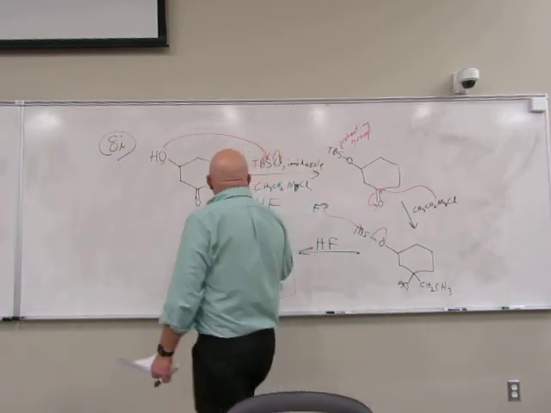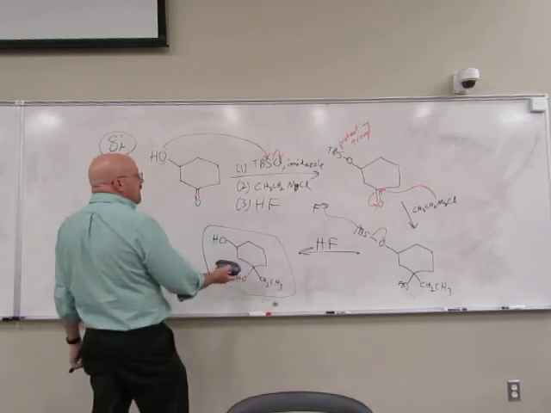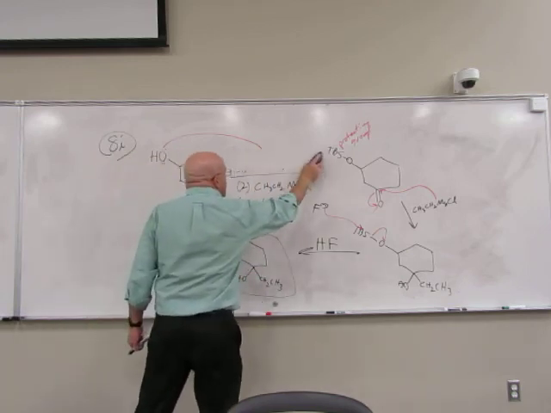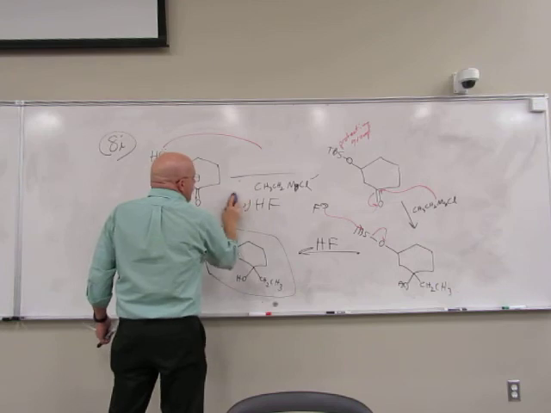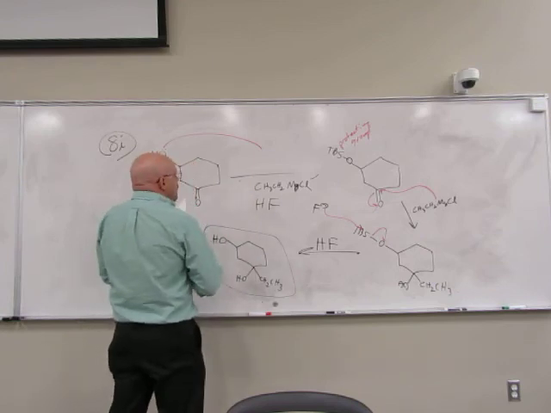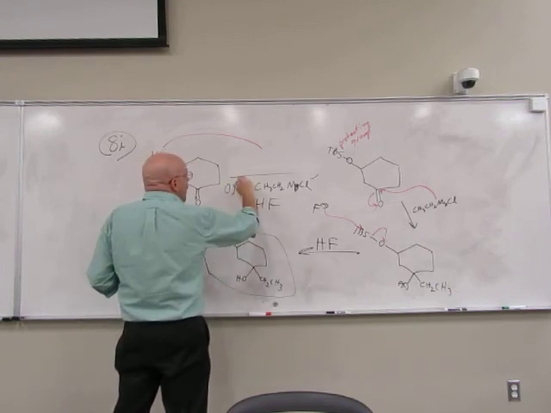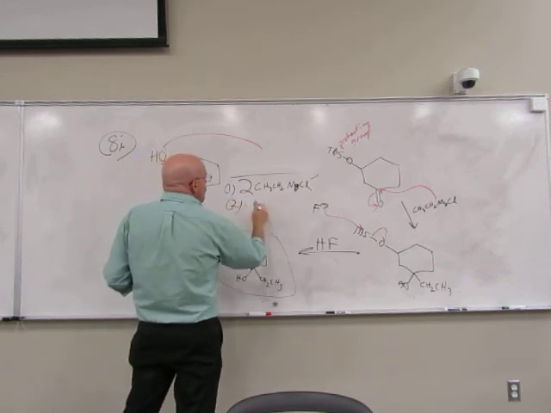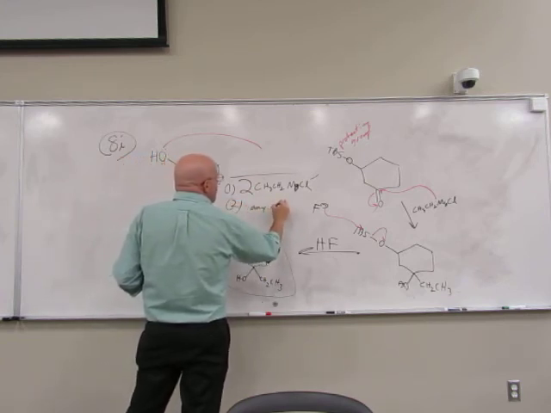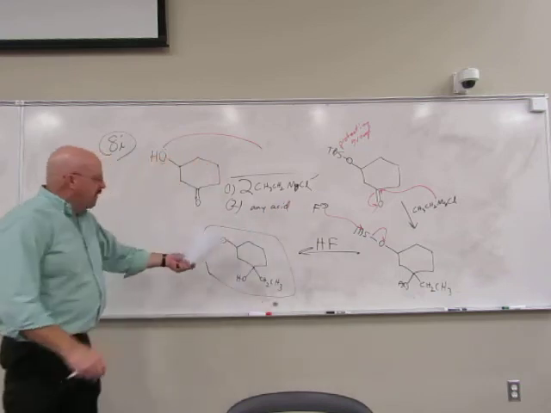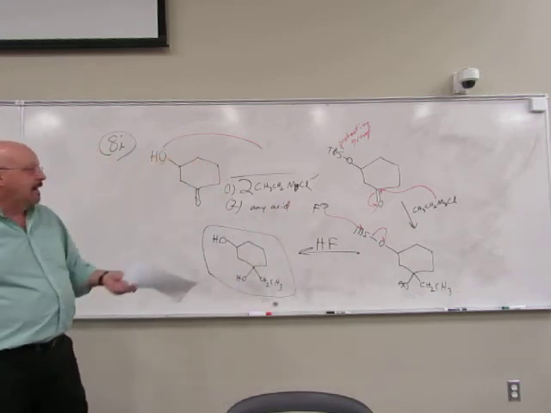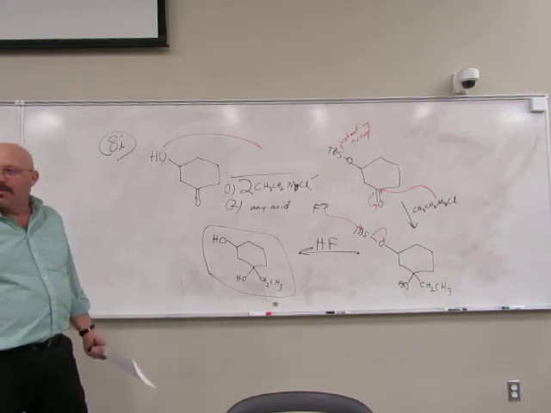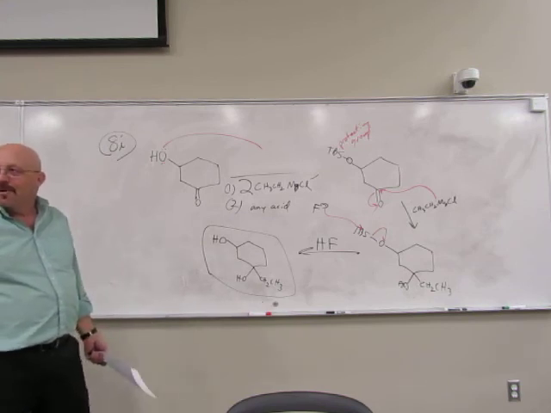So, like I said, a much easier way to have done this that would have saved you some time, instead of doing all this, if you had just done the first step, two equivalents of Grignard, and then in the second step, just use any acid, we would have got the same product, and it only took 2 steps instead of 3 steps. 2 steps is always better than 3 steps.